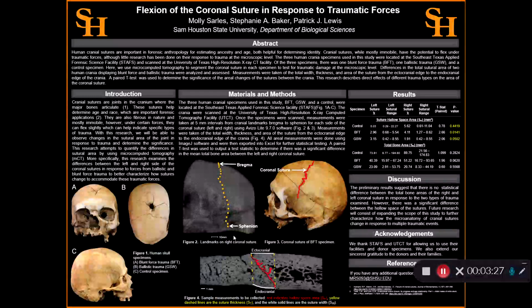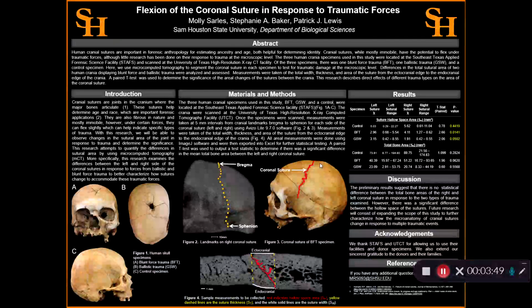If we also take a look at figure 3, this will just be our coronal suture. This is an example. This specimen right here is our blunt force trauma specimen. This is the left side of the coronal suture, which will be more important later on. This red line right here just outlines this part of the coronal suture so that you can see that.